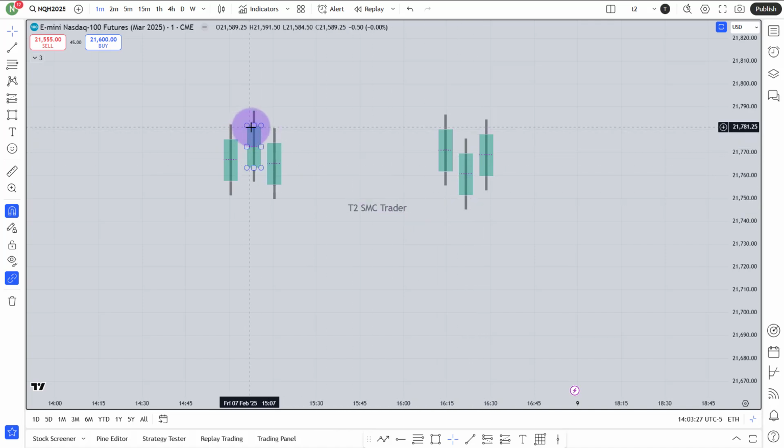The body doesn't need to go above this area; just the wick is enough for making the swing high, and the wick is more than enough to make the swing low. I hope you understand, this is swing high, this is swing low. The definition of swing high is that the middle candle should be higher than its left candle and its right candle. Same for swing low, the middle candle should be lower than the left candle and the right candle.